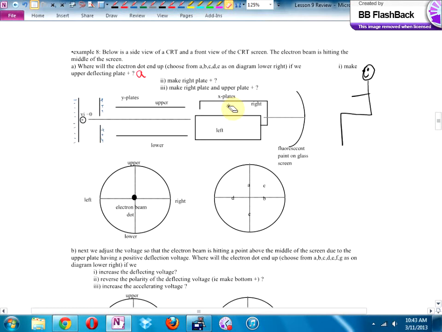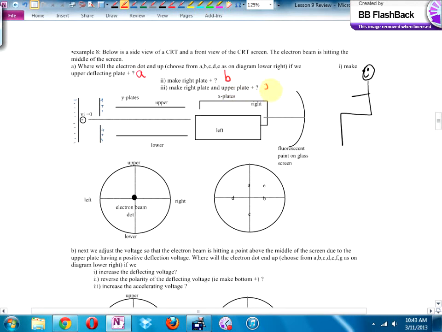Which one, D or B? B as in boy or D as in dog? Boy. Boy, you're right. Absolutely. This would pull the electrons to the right, so you would see this dot move from dead center over to the right. Absolutely. What if I make both the right plate and the upper plate positive at the same time?